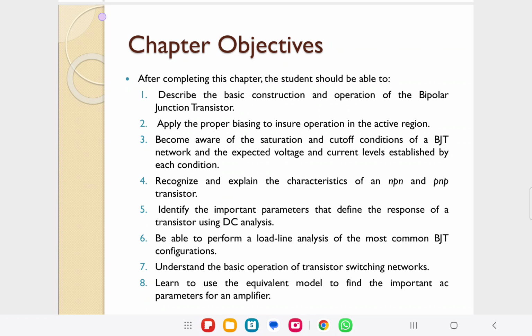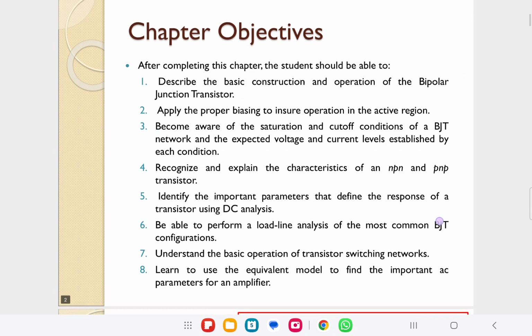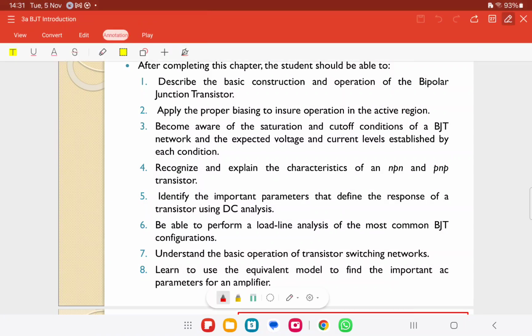Okay. Alright, so this is on the chapter objective. Basic construction. Kenapa Hamzah? Dia kata bau durian. Dah habis dah musim durian.